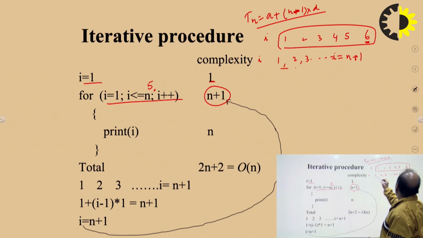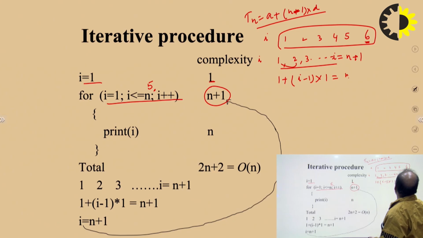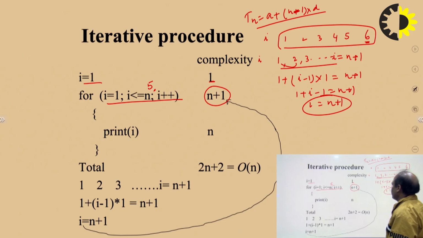So if you apply the arithmetic progression here, a plus (I minus 1) into the common difference, where 2 minus 1 is the common difference, and this equals n plus 1. So from here, 1 plus I minus 1 equals n plus 1. So I will become n plus 1. This is actually the value. So I is n plus 1. This is from where we are getting n plus 1.